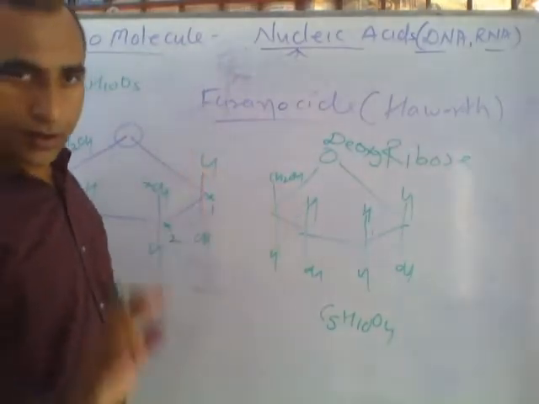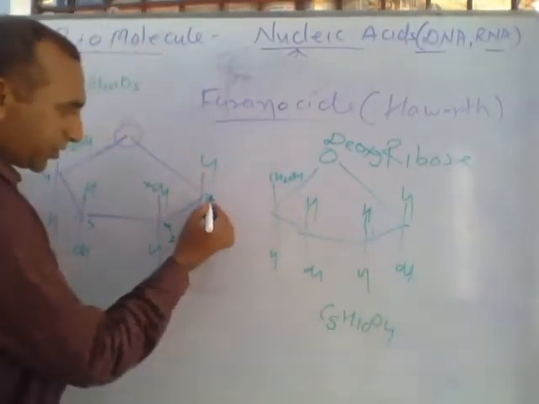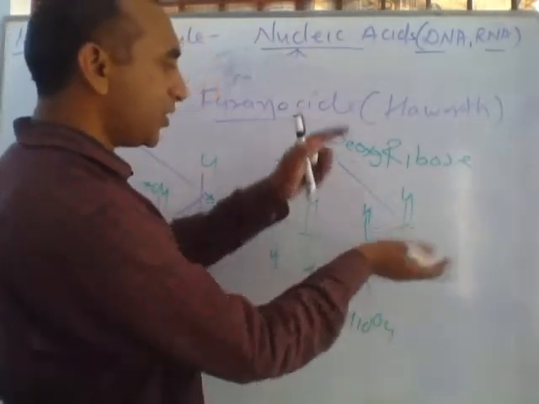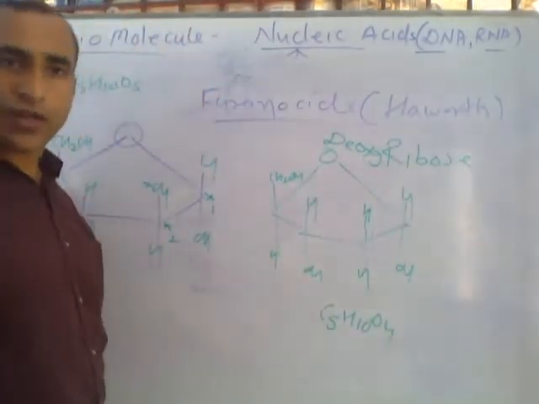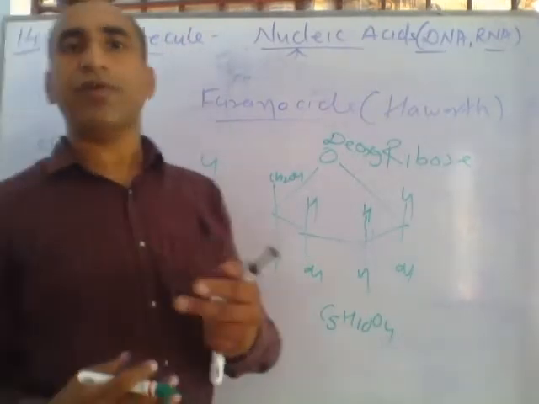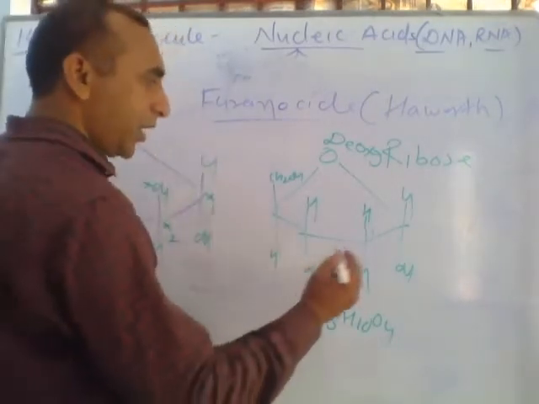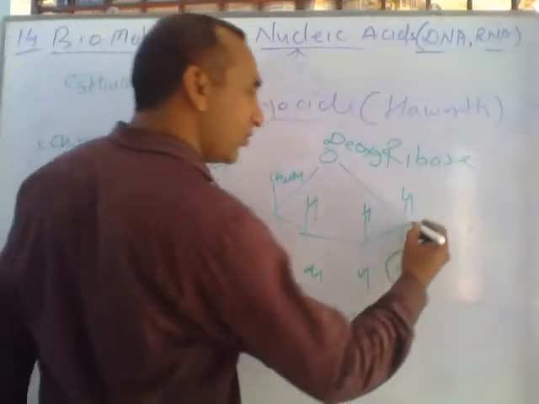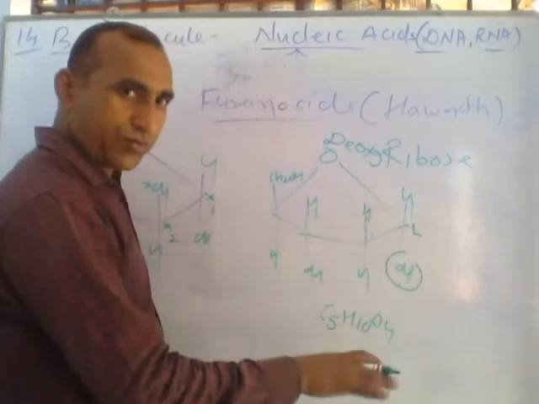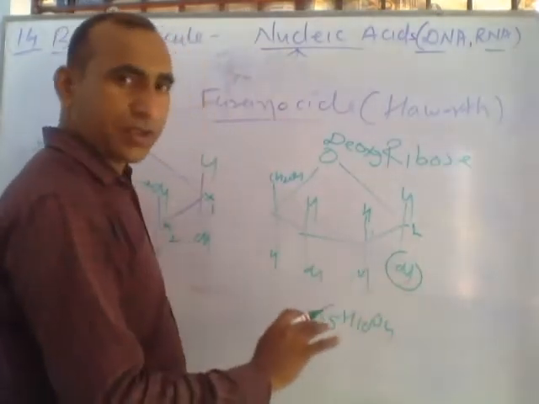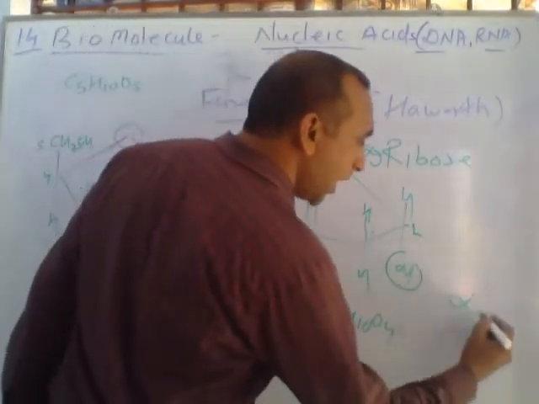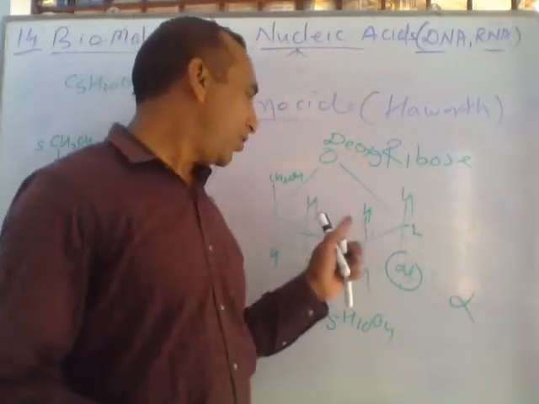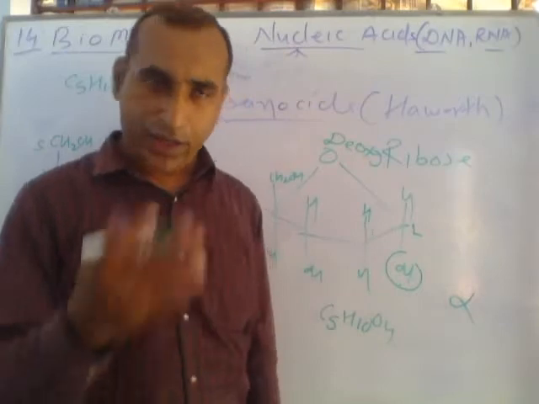Deoxyribose form. Listen, one more thing. There is a star on the first carbon. This star indicates that if you change the orientation of H and OH, two different forms will form. If the OH group on the first carbon is on the downside, this compound is called alpha form, alpha deoxyribose. If here OH, you can say alpha ribose.